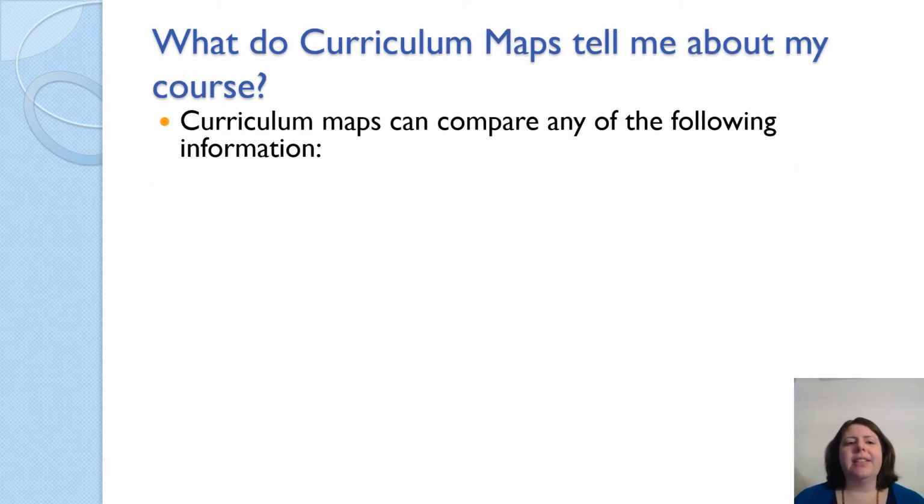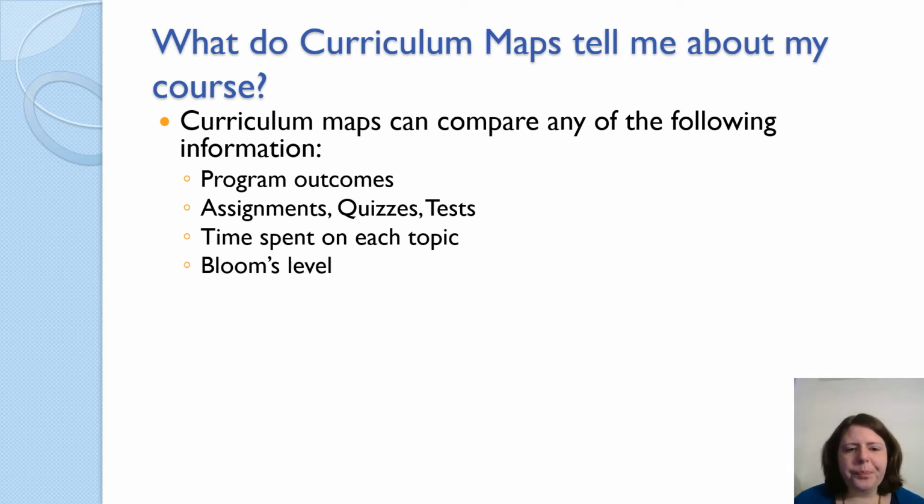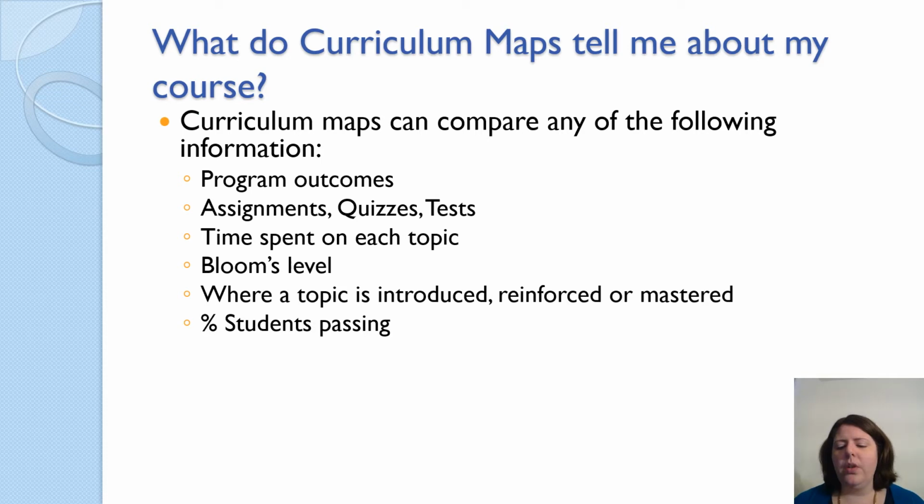What can curriculum mapping tell us in our course? So we can compare any of the following things. Remember, we're always comparing back to our outcomes, but within that, we could take a look at course to program outcomes. So that's one thing that we could hit. We could look at assignments, quizzes, tests, and where the outcomes apply. We could look at how much time we spend on each topic or outcome. We could look at the Bloom's level. We could, like I mentioned earlier, look at where we introduce the topic, where it's reinforced, and where it's mastered in different courses or even within the same course.